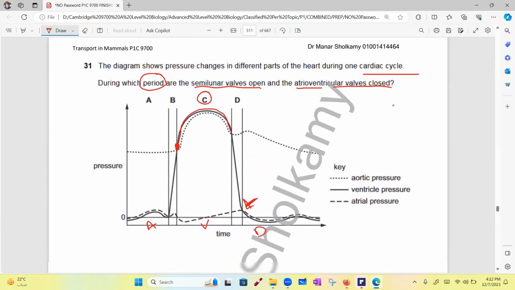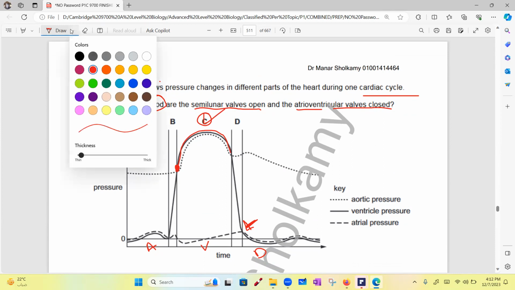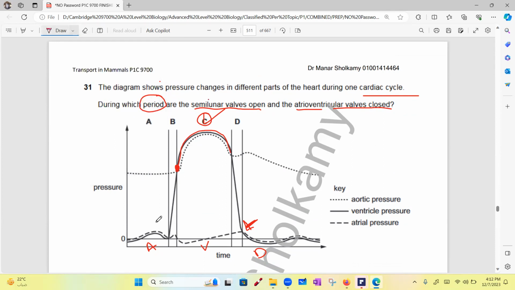My pen is not working again. Okay, 1 minute. Yeah, here at this point, so at this point, the atrioventricular valve will open or close, Farouk, at this point.